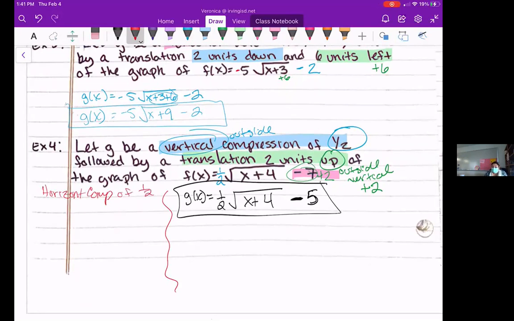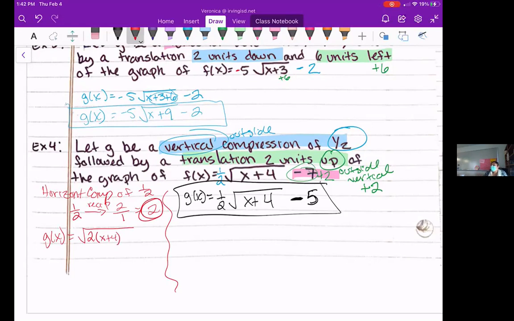So if it said a horizontal compression, anything that's horizontal, you have to put a little bit more work into it. So that 1/2, you can't just plug it in. You would actually have to find the reciprocal of it, which would be 2/1. So the number you would be plugging in is 2. So instead of a 1/2, you would be plugging in a 2. So you would have g of x equals the square root. And remember, horizontal is inside, 2 times whatever you already have, which is x plus 4.